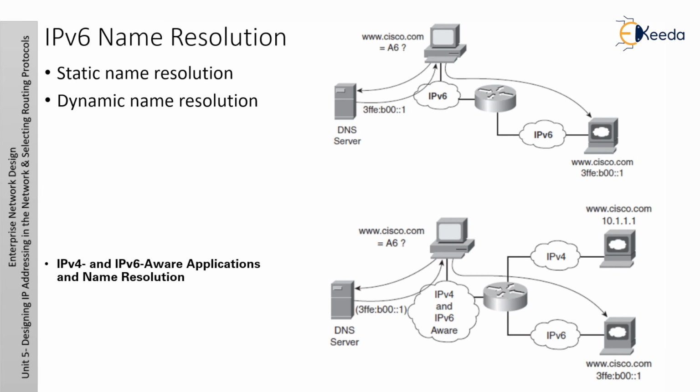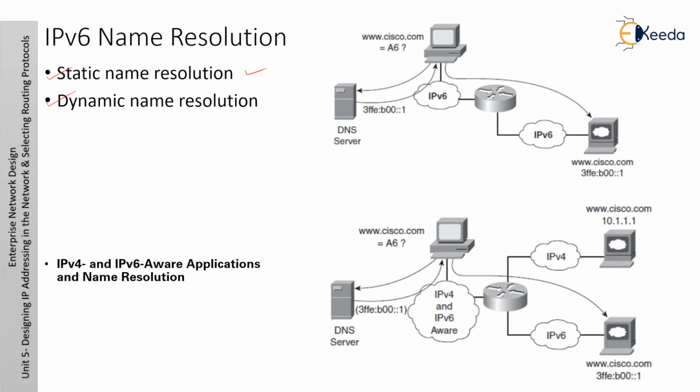IP version 6 name resolution. How do we resolve the name? There are different methods, like static name resolution and dynamic name resolution. So let us discuss each one by one. Static name resolution is accomplished by manual entries in the host local configuration file. Fine. So this is the simplest means to remember. It is very simple.